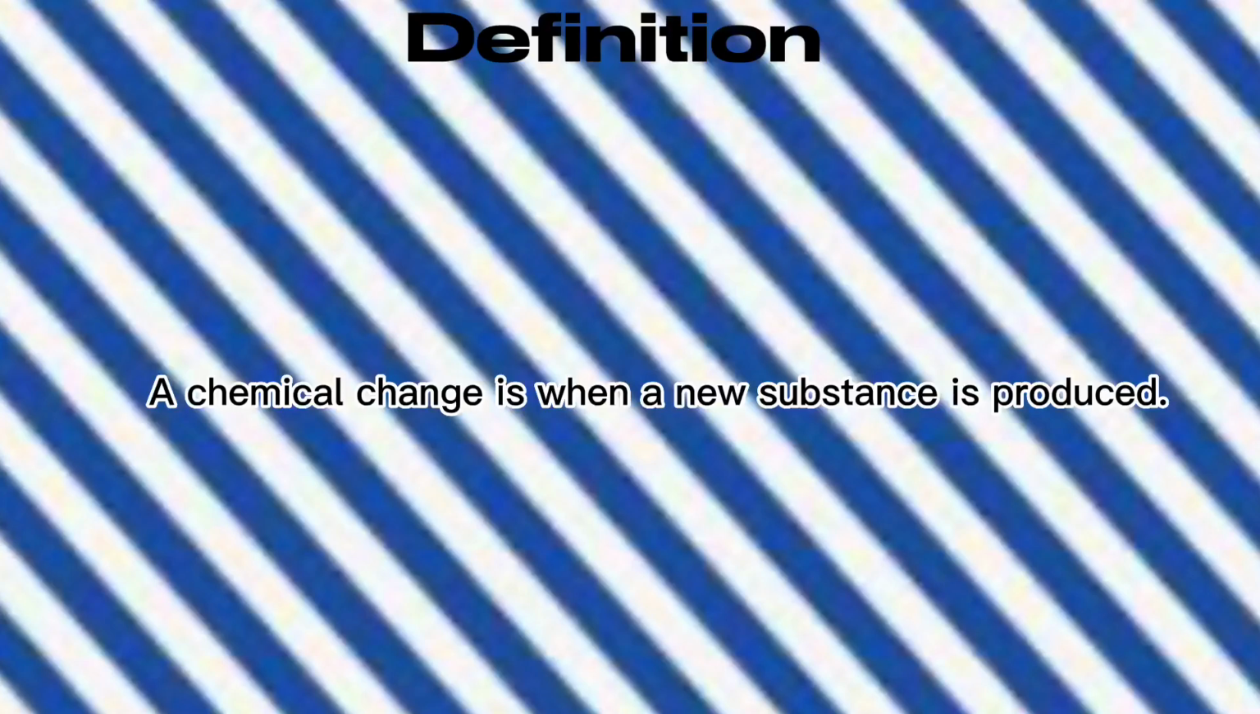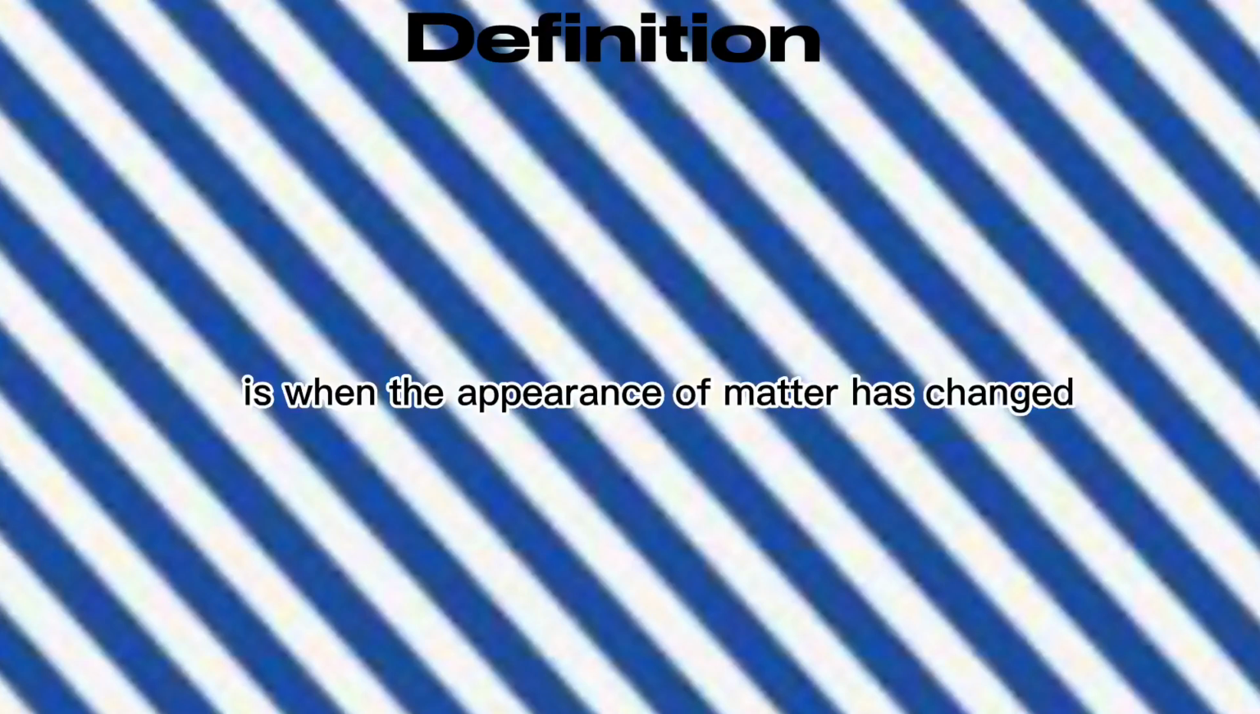Well, a chemical change is when a new substance is produced. A physical change is when the appearance of matter has changed. Usually, a chemical change is non-reversible, but there are sometimes some non-reversible physical changes too. Now, let's get on to the experiment.